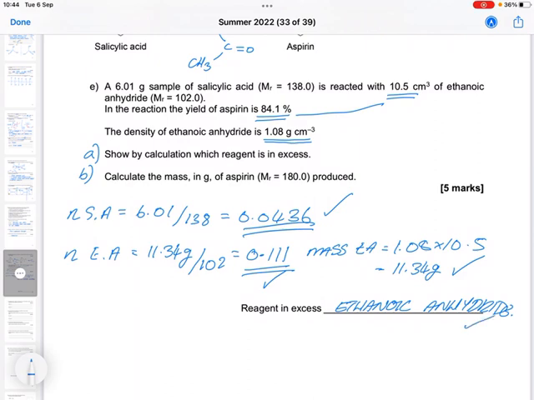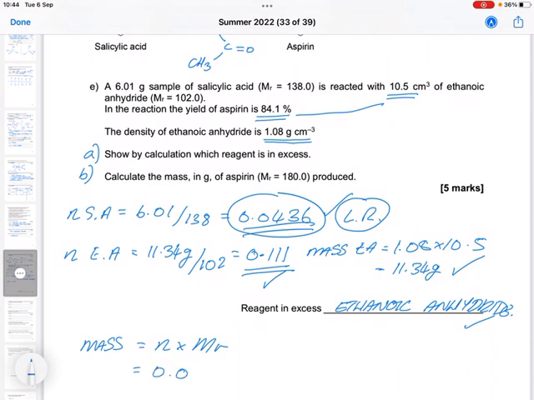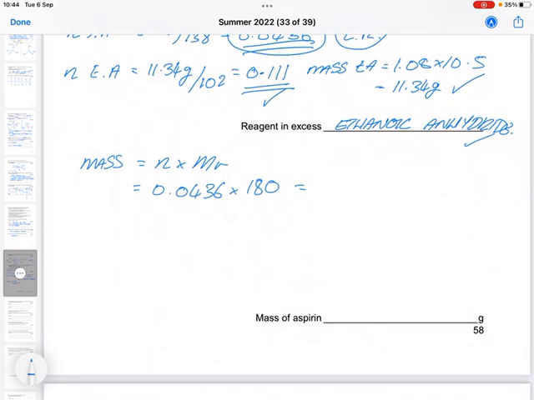So part B, calculate the mass in grams of aspirin that has been produced. So here I have to use my limiting reagent, which is this one. So I'm using that value there. It's a 1-to-1 ratio, which means the number of moles of aspirin will be that as well. So to work out the mass then, mass is number of moles times the MR. So the moles of aspirin, 0.0436, multiplied by the MR, which is 180, gives me 6.59 grams.